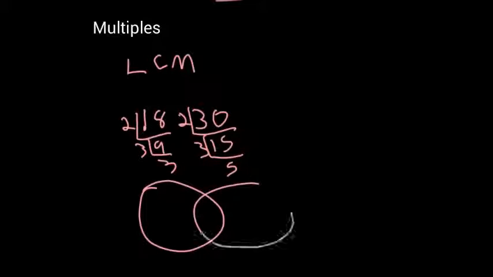So I make my Venn diagram. I got a 2 and a 3 in common, a 3 left over, and a 5 left over. So the greatest common factor would be 2 times 3, which is 6. Well, the least common multiple is just taking all of those numbers, the 3, the 2, the 3, and the 5, and multiplying those. So 3 times 3 is 9, 2 times 5 is 10, 9 times 10 is 90. So the least common multiple for 18 and 30 would be 90.